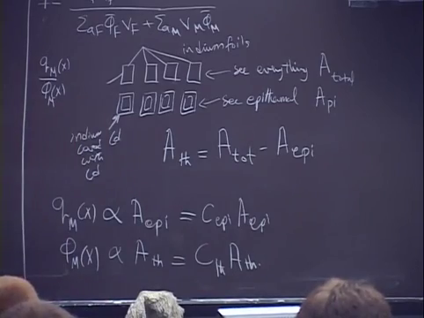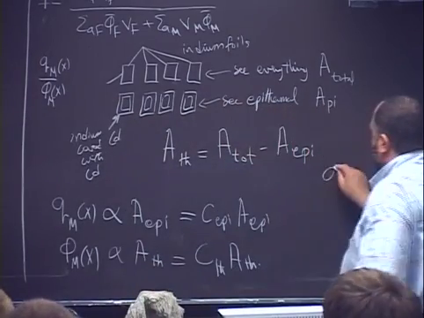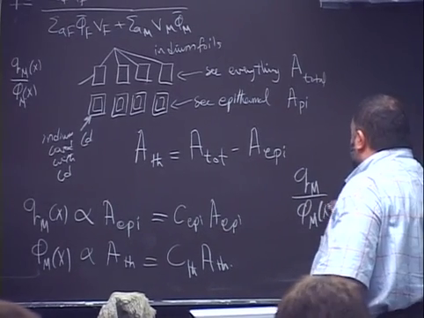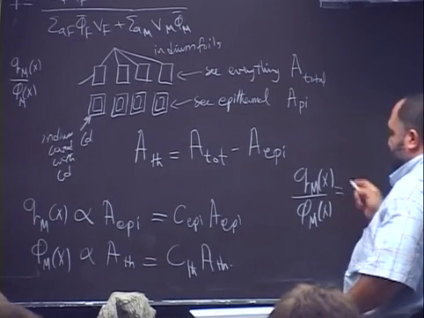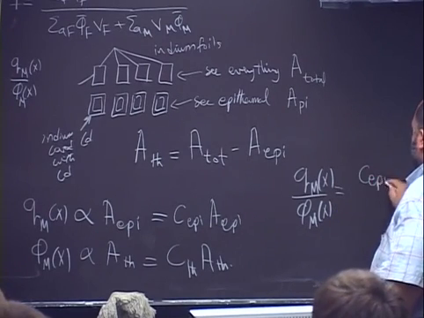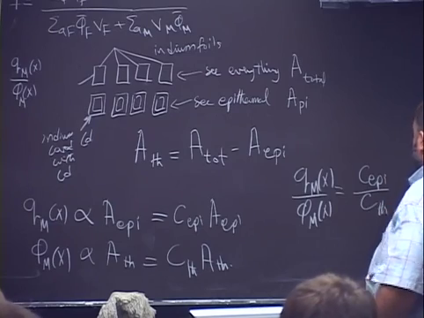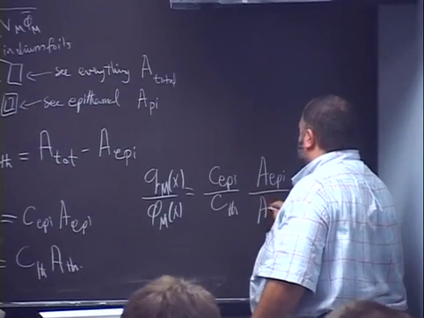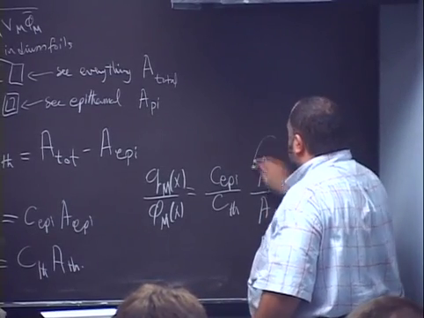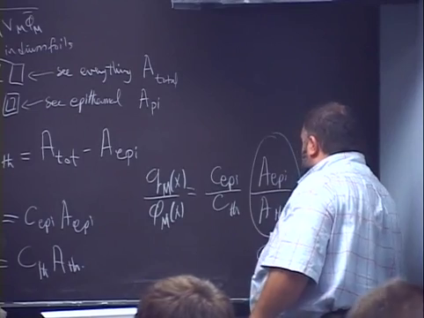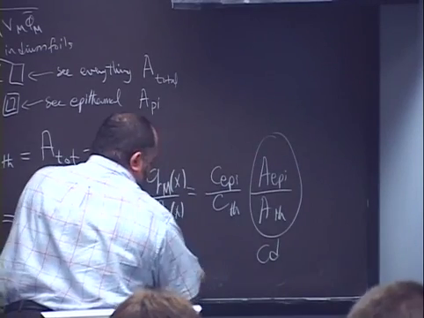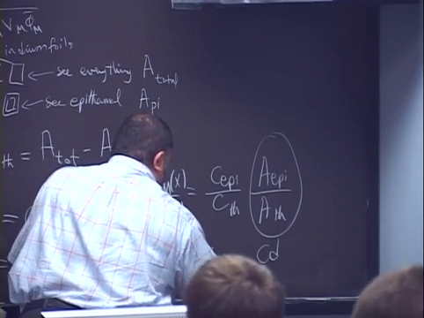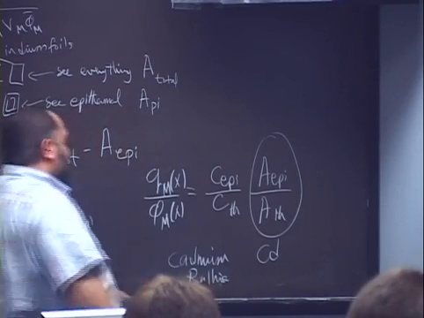So now, if you get the ratio of Q M in the moderator divided by phi M, and both as a function of X, for example, this will give you C epithermal divided by C thermal multiplied by the activity in the epithermal divided by the activity in the thermal. This ratio here, they call it cadmium ratio. So this is well known, a well-known ratio for cadmium.